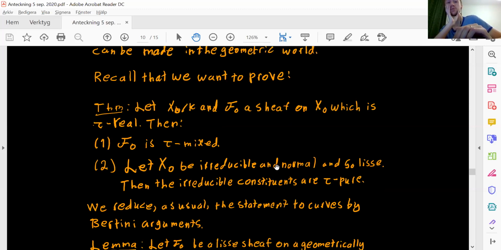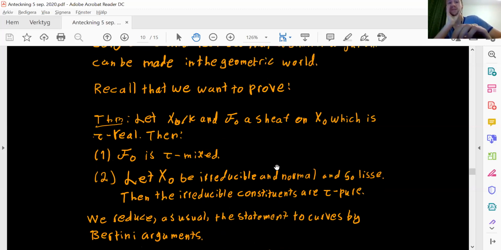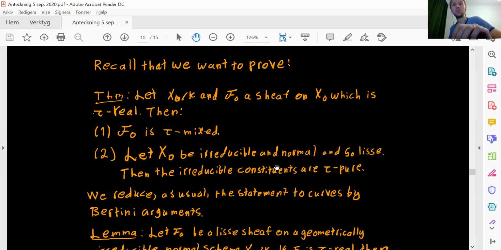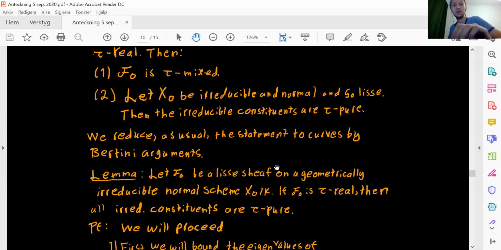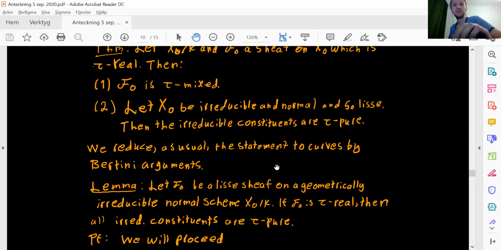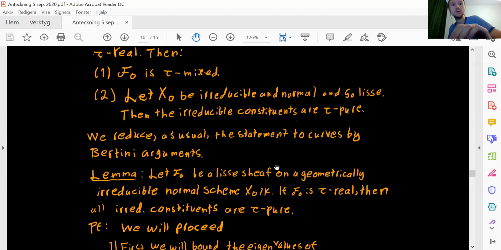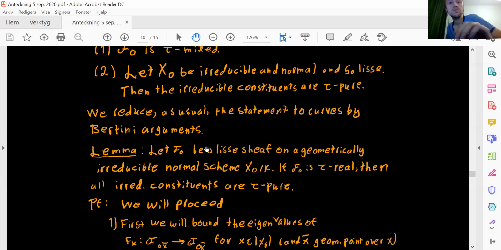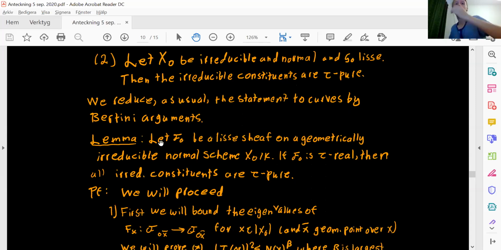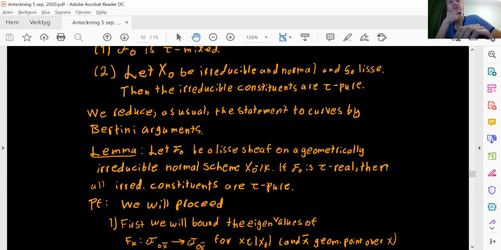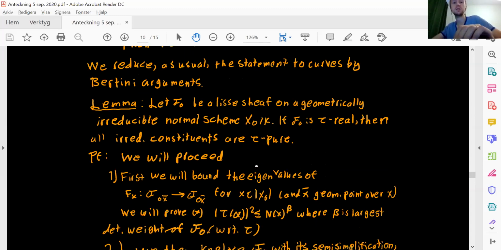So we will start by proving a version of this for curves, and then we will slice the situation by curves, as you always do in this business. So here's the lemma we'll first use. Let F0 be a lisse sheaf on a geometrically irreducible normal scheme X0 over k. Then if F0 is tau real, then all irreducible constituents are tau pure.